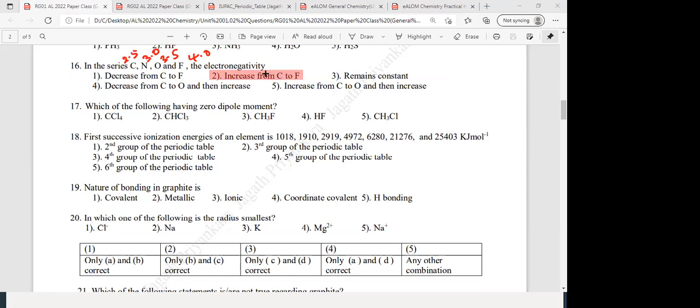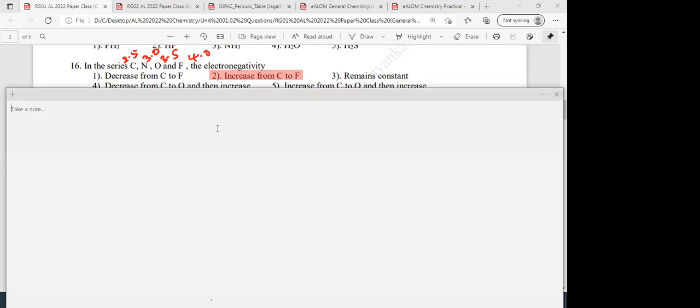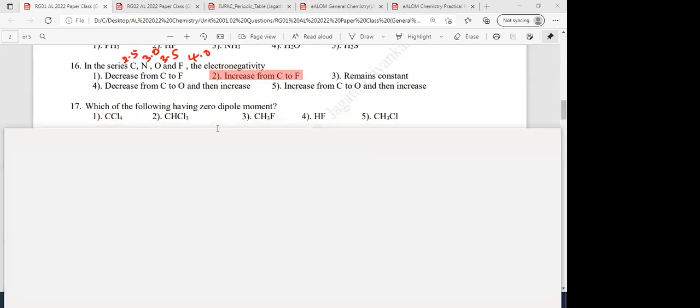Question number 17. Which one has zero dipole moment? Okay, let's see how to decide this one. What is the theory behind this? Can you quickly post the answer, those who have got this? Because I am asking you to post the answer, I can understand your level of understanding, up to which extent you have learned it. Based on your answers, I can decide up to which extent I should explain this.